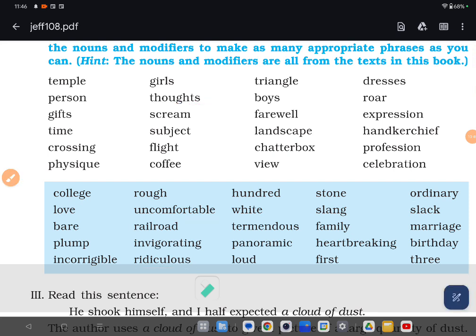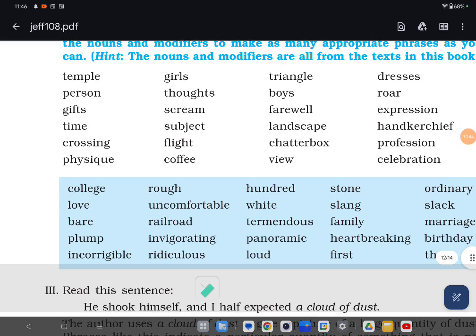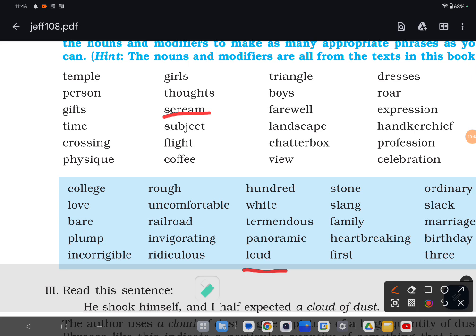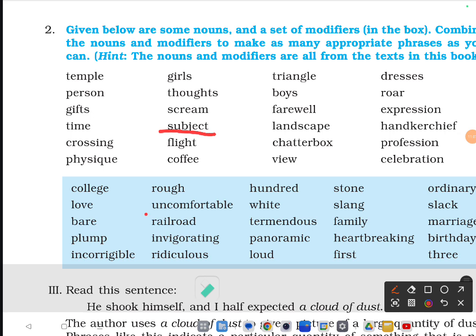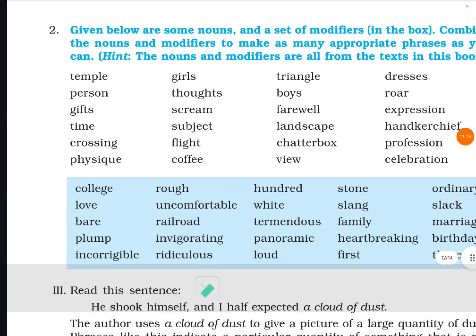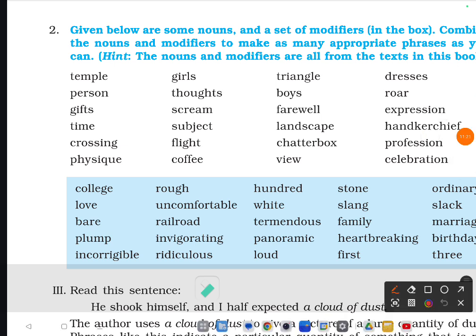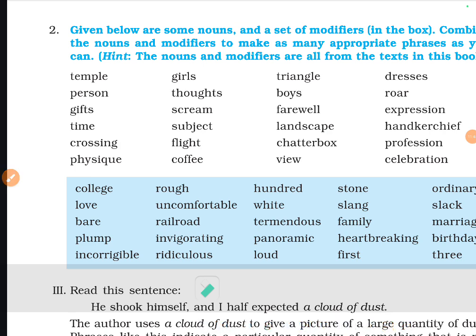Right. So next one, scream. With scream, what can you match? For example, loud scream and heartbreaking scream. Right. Next one, subject. Uncomfortable subject. Something is uncomfortable. Right. Next one, flight. First flight, the book itself is the first flight. Next, ordinary flight, uncomfortable flight.